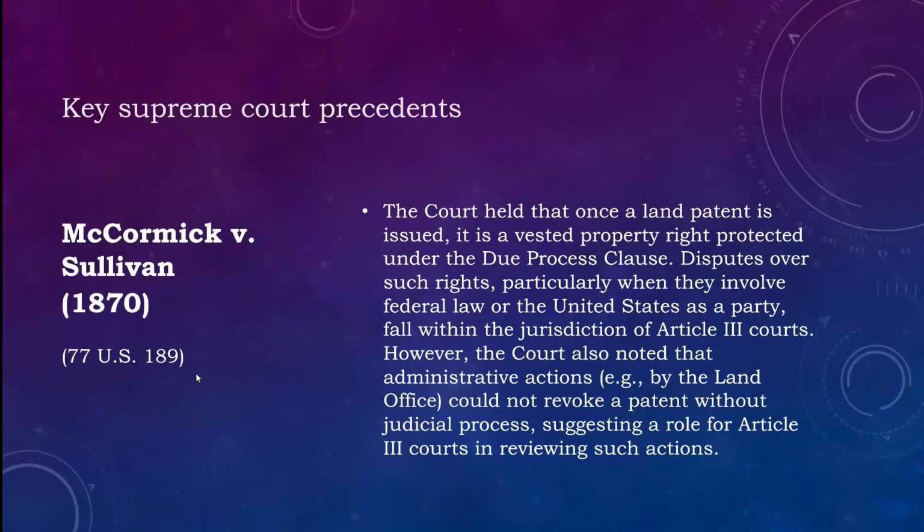McCormick v. Sullivan. These are the cases that Grok thinks are the most important Supreme Court precedents for the subject matter, based on the prompt I gave, right? The court held that once a land patent is issued, it is a vested property right, protected under the Due Process Clause. Disputes over such rights, particularly when they involve federal law or the United States as a party, fall within the jurisdiction of Article 3 courts. However, the court also noted that administrative actions could not revoke a patent without judicial process, suggesting a role for Article 3 courts in reviewing such actions.